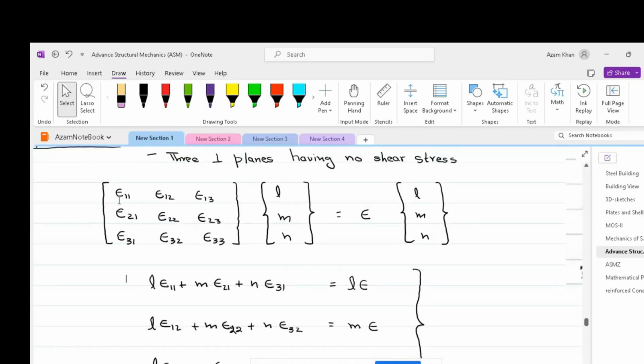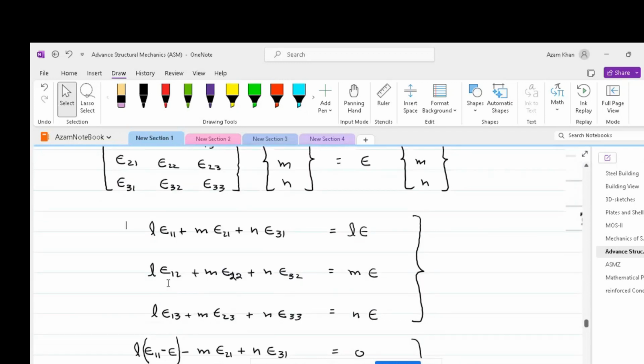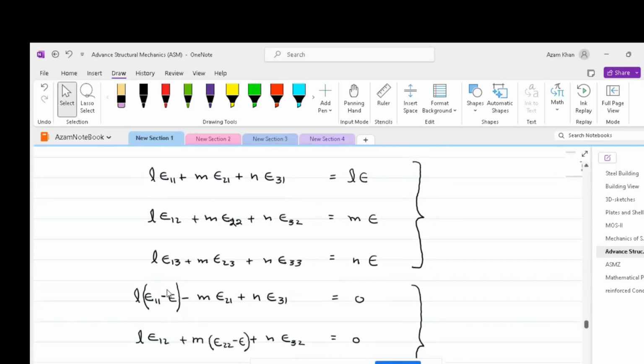Thus, the strain tensor is multiplied with this vector and we get L strain 1 1 plus M strain 2 1 plus N strain 3 1 is equal to L times the scalar. Similarly, L times strain 1 2 plus M times strain 2 2 plus N times strain 3 2 is equal to M times the scalar. The last equation is L times strain 1 3 plus M times strain 2 3 plus N times strain 3 3 is equal to N times the scalar.